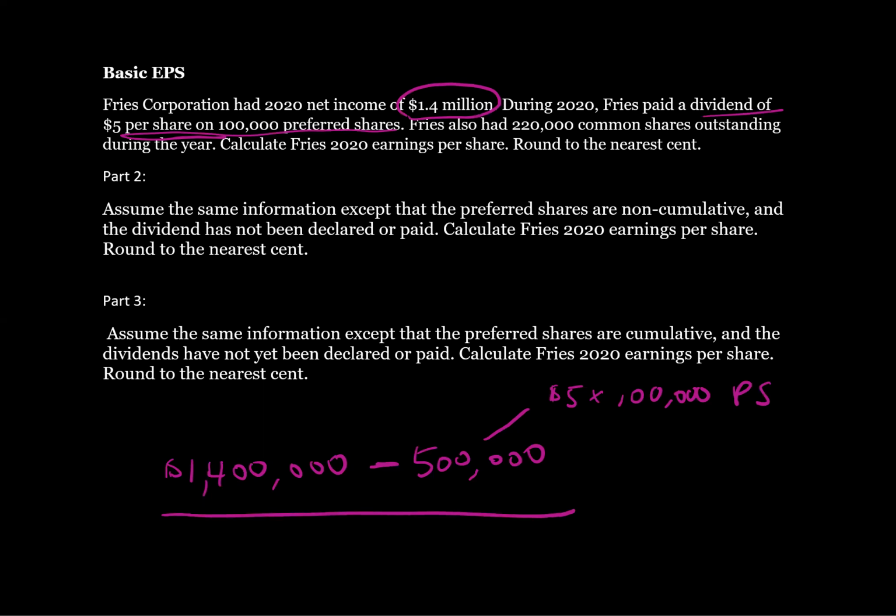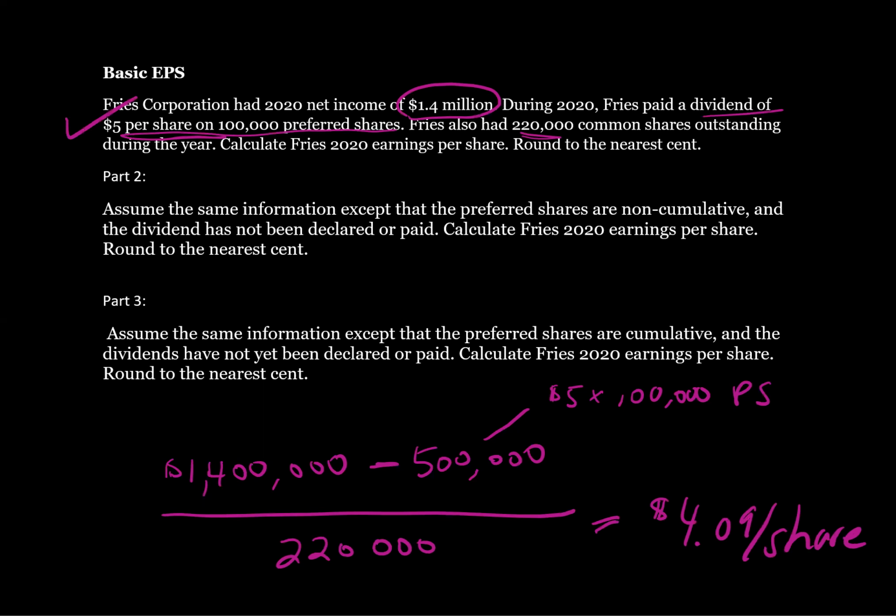And we're going to divide this by the weighted average number of shares outstanding, which it looks like was simply 220,000 shares for the year. So this is going to give us $4.09 per share. That's our basic EPS.